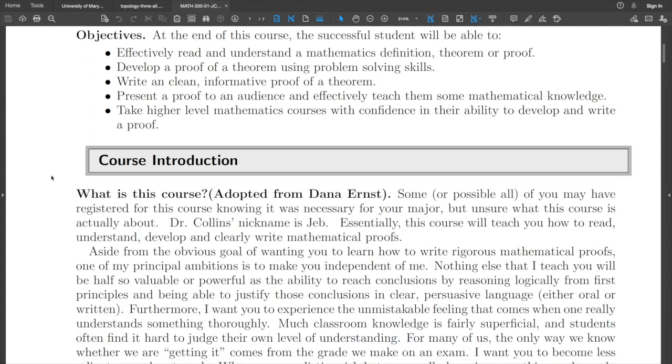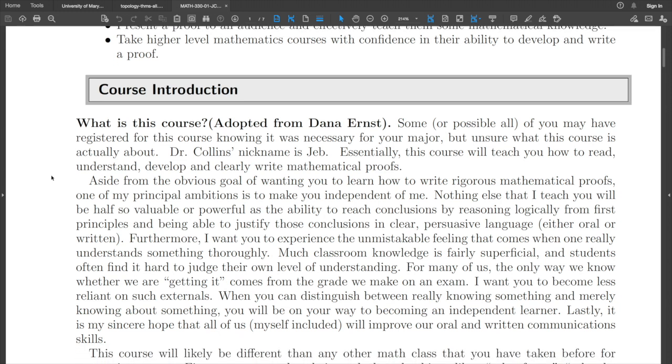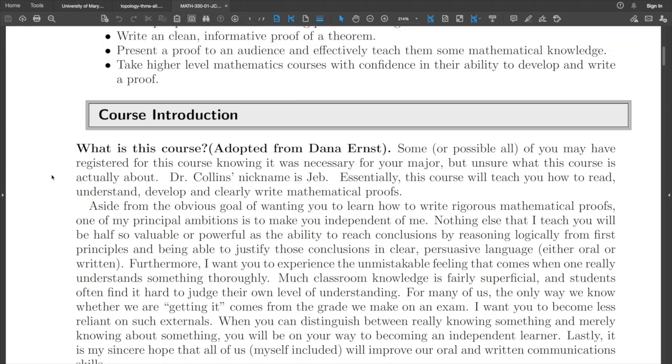All right, and so what I want to do next is really talk about what this course is going to be about. And before I move on, you have to read through this syllabus. One of your first assignments is going to be to read through this syllabus, top to bottom, so that you can see some of the details that I'm not going to be going over here in this video.